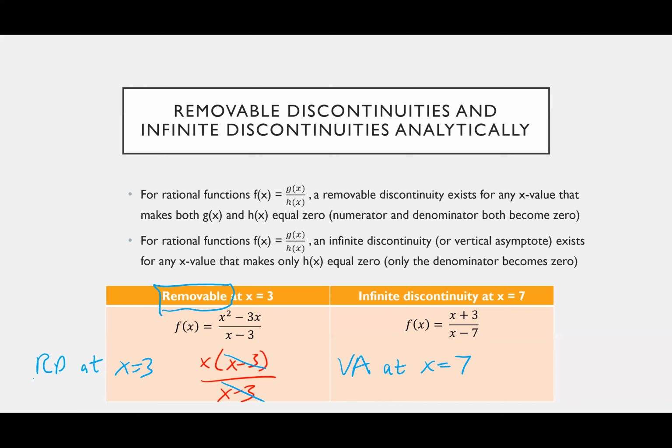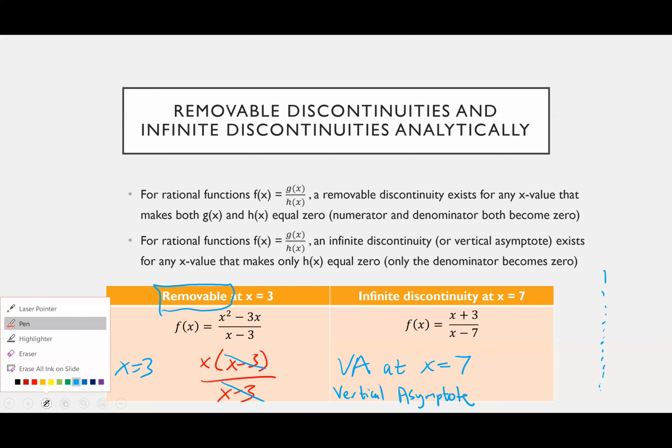Any questions on vocab stuff? What's VA again? VA stands for vertical asymptotes. Oh, okay, I see. On our graph, those vertical asymptotes are those dashed lines that our function never crosses. Okay.